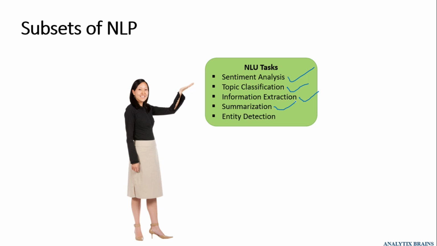Next, summarization, where you have a list of documents or a big document, and you want to summarize that complete document into 3-4 lines or in the form of a paragraph. Those 3-4 lines or the paragraph will give you the crux of the complete document.